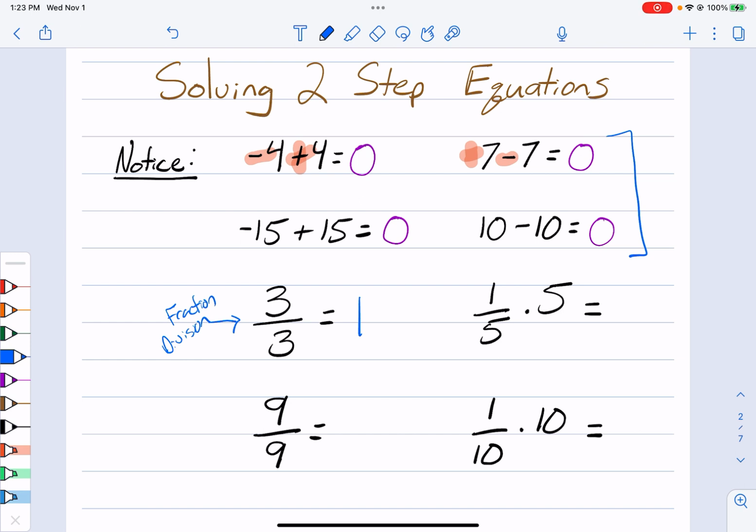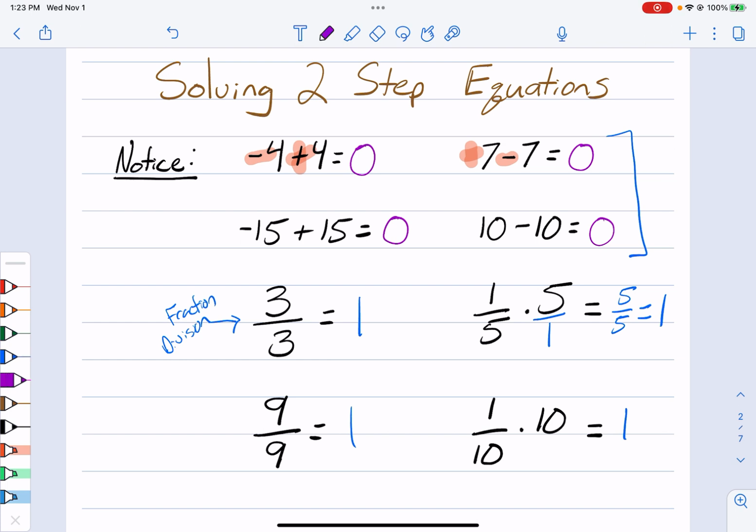1/5 times 5, very similar. If we make 5 a fraction, we can make that a 5 over 1. Multiply numerators, multiply denominators. 1 times 5 is 5. 5 times 1 is 5. Kind of looks similar to that 3/3 over there. That also gives us a 1. 9 divided by 9 is 1. And if we use our pattern recognition, 1/10 times 10 is also going to be 1.